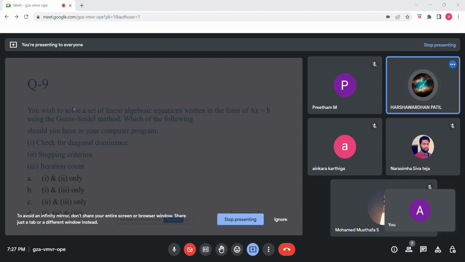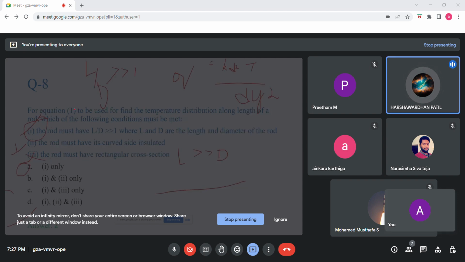Ma'am, can I ask a question? Yeah. Why is 2 not necessary? If the curved side is not insulated, then by convection also heat loss will occur. But it need not be for this case.